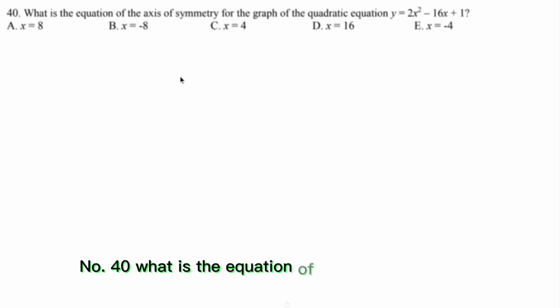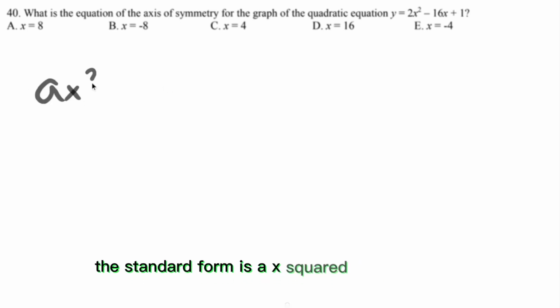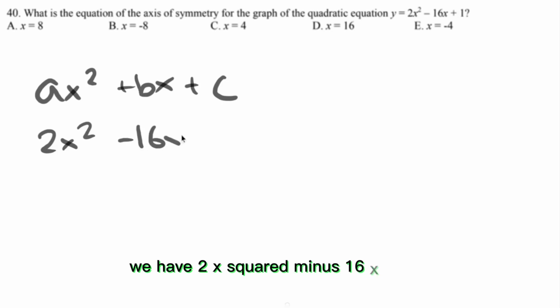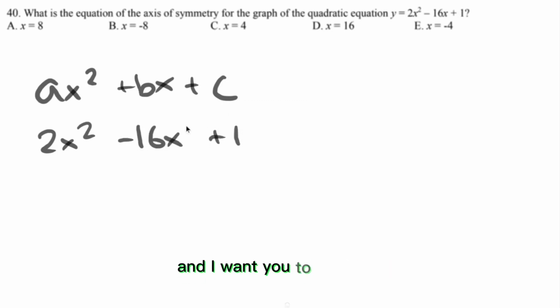Number 40. What is the equation of the axis of symmetry for the graph of the quadratic equation? So in a quadratic equation, the standard form is ax squared plus bx plus c. So let's look at our problem. We have 2x squared minus 16x plus 1. And now we need to take this and put it into an axis of symmetry formula. The formula for axis of symmetry is negative b over 2a.